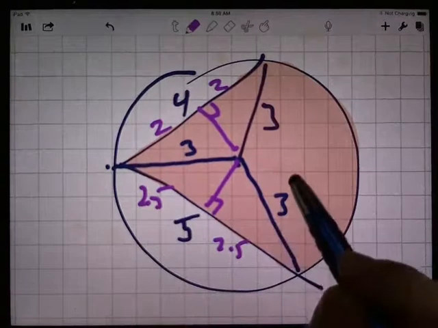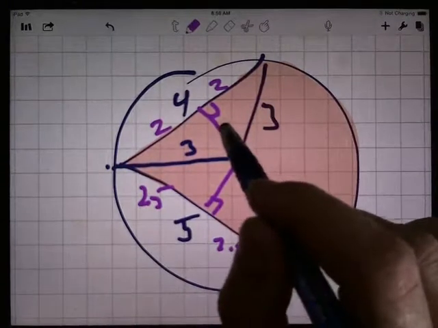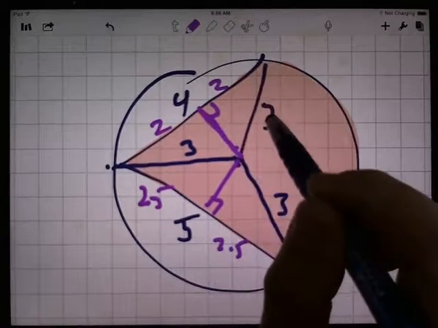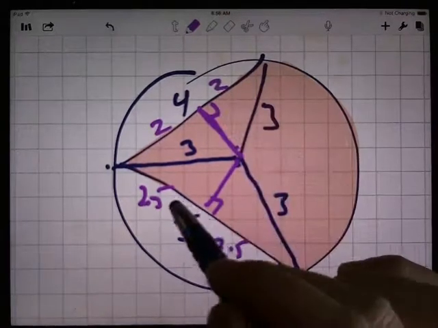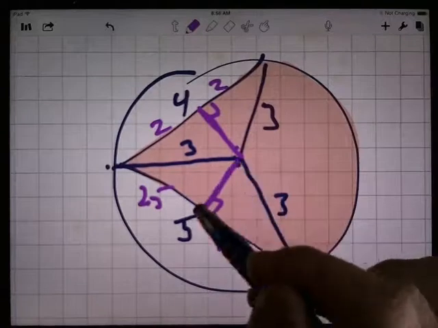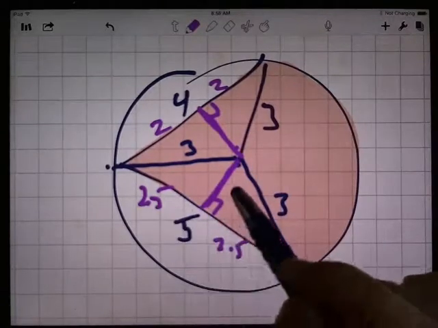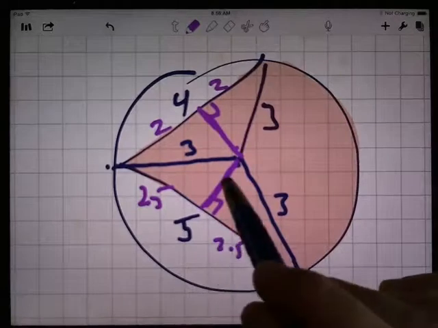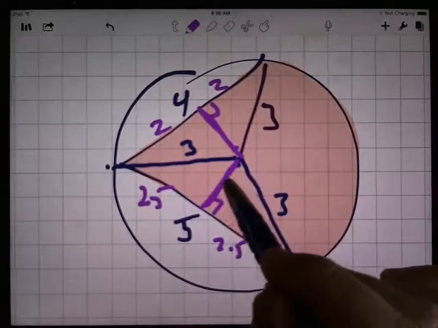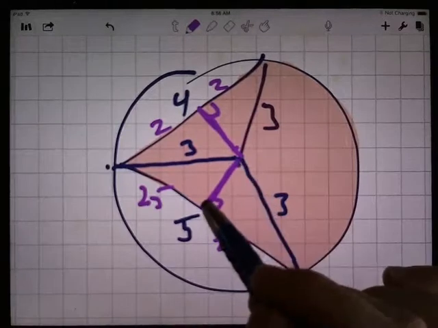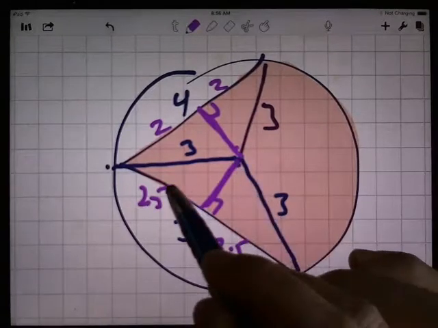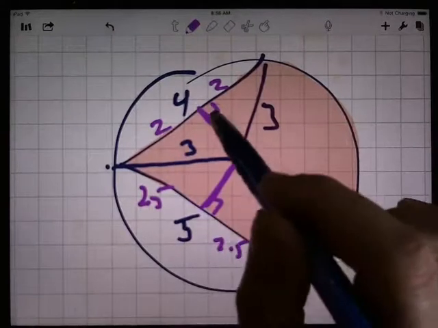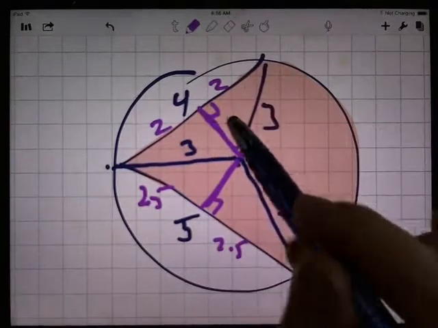So there's a lot of stuff that I can do now. I can use Pythagoras to find this height, because I've got a 3 and a 2. I can use Pythagoras to find this height, because I've got a 3 and a 2.5, so I can figure out what that is. Once I have those heights, 1/2 the base times the height is the area of this triangle over here. 1/2 this base times this height is the area of this triangle.